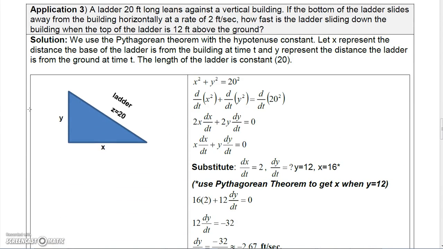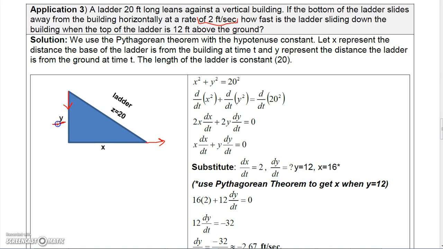All right, let's take a look at another. This is a fairly common example. Here we have a ladder that's 20 feet long, leaning against a vertical building. So here's your ladder right here. And let's say the bottom of the ladder is going to start sliding away from the building. And we're going to tell you that it's sliding away at a rate of 2 feet per second. And so the question wants to know, how fast is the ladder sliding down the building? In other words, how fast is this rate changing?